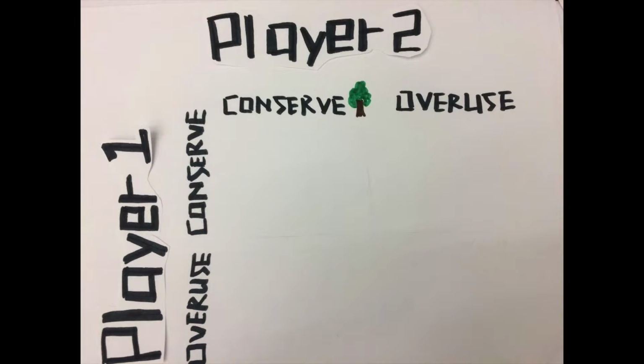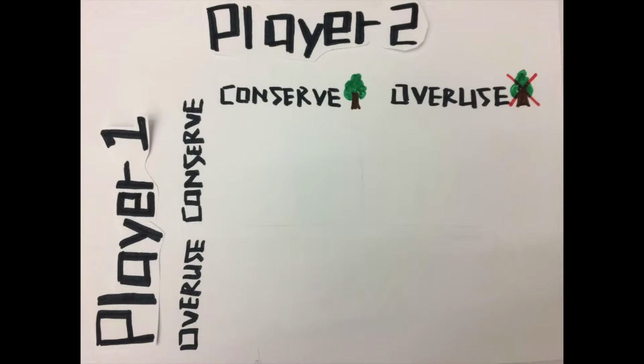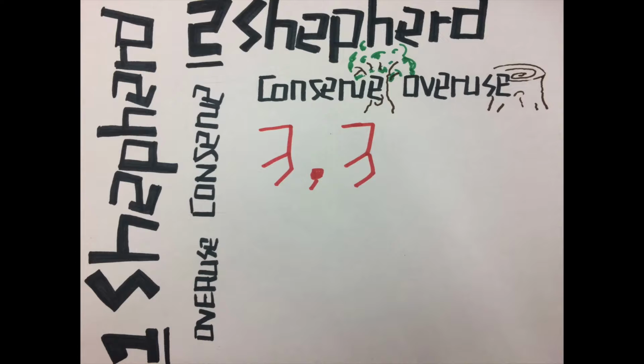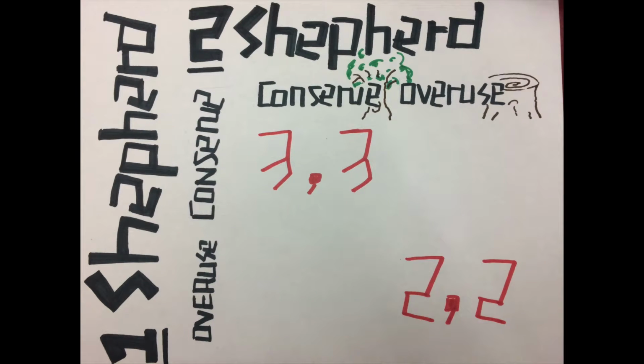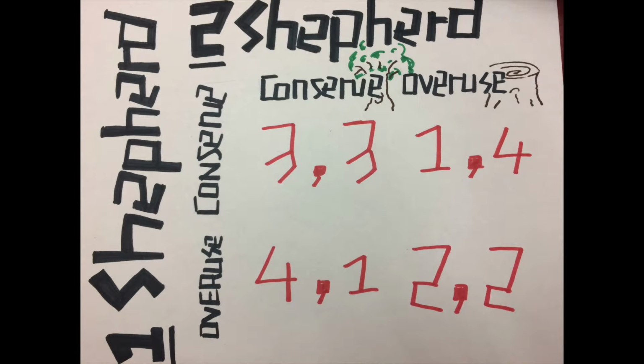Conserving the field means operating the field at a sustainable level, meaning less sheep now, but a sustainable yield from the field over time, and overusing the field means getting the most out of it now and depleting the resource. If both shepherds conserve the field, let's say their payoff is 3. If both overuse the field, then their payoff is 2. If one shepherd overuses the field and the other one conserves the field, then the shepherd who overused the resource receives a payoff of 4, and the shepherd who conserved receives a payoff of 1.